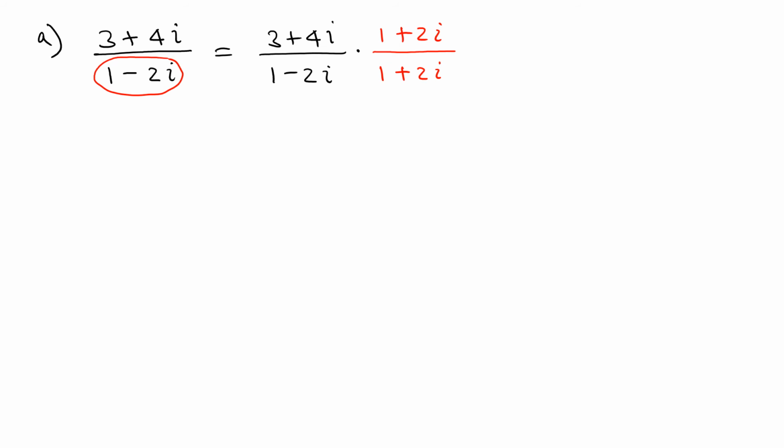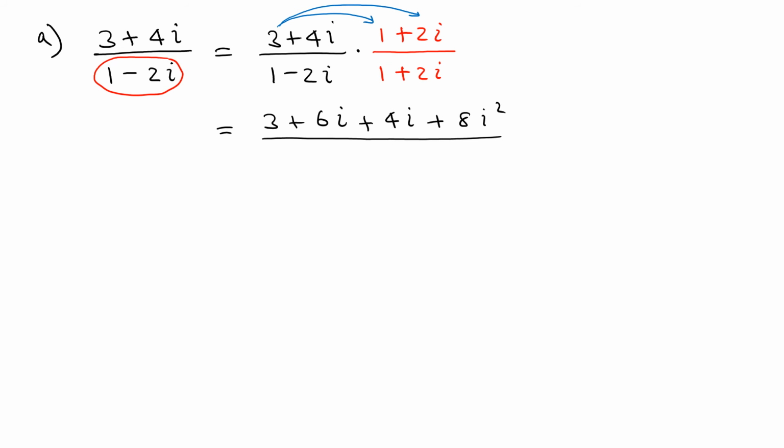So for the top, what we can do is first multiply 3 with the two numbers on the other side, and then 4i with the two numbers. If you multiply by 3, you're going to get 3, and then 3 times 2i, you're going to get 6i. Then we multiply 4i with 1, you get 4i, and when you multiply 4i with 2i, you get 8i squared. For the bottom, we know that this is always 1 squared plus 2 squared. That's what you get for the bottom, a shortcut.